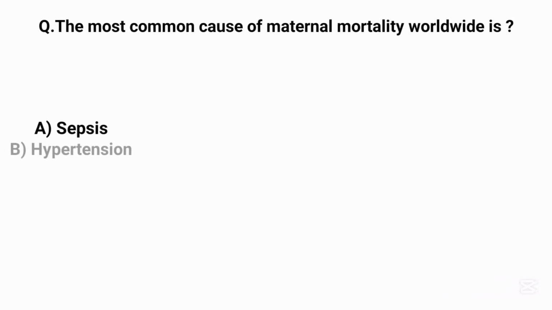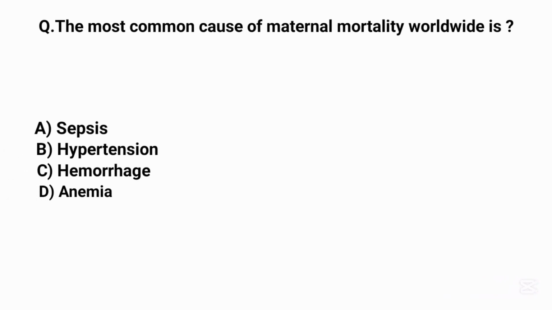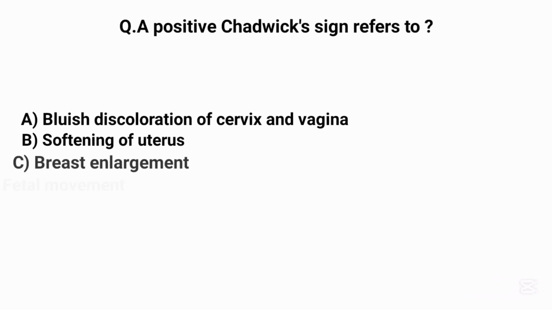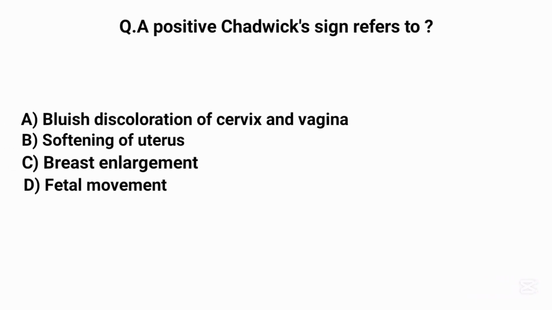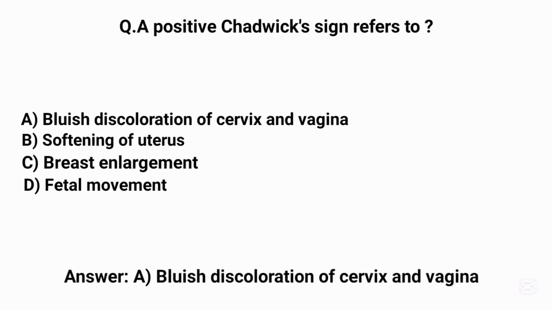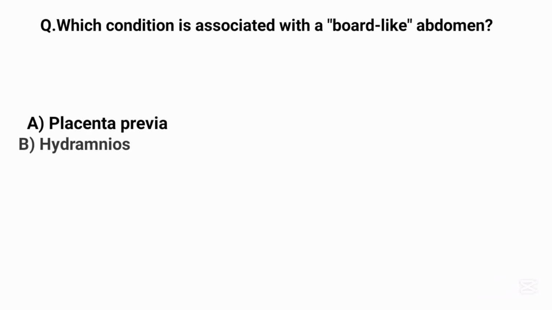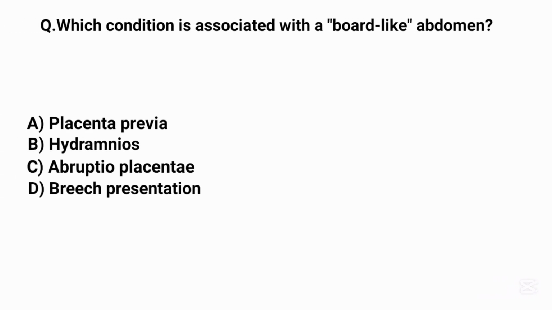The most common cause of maternal mortality worldwide is. Correct answer is option C, hemorrhage. A positive Chadwick sign refers to. Correct answer is option A, bluish discoloration of cervix and vagina. Which condition is associated with a board-like abdomen? Correct answer is option C, abruptio placenta.